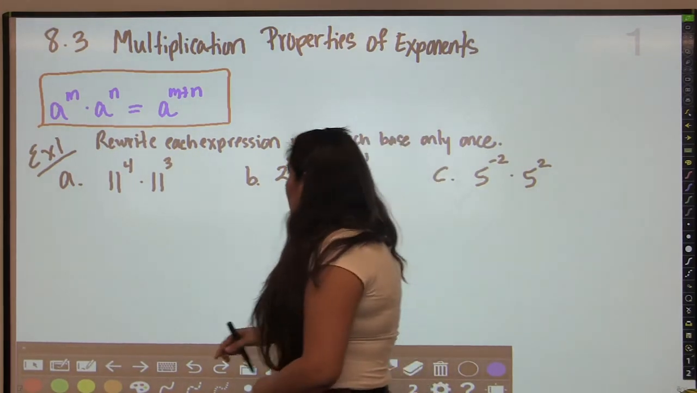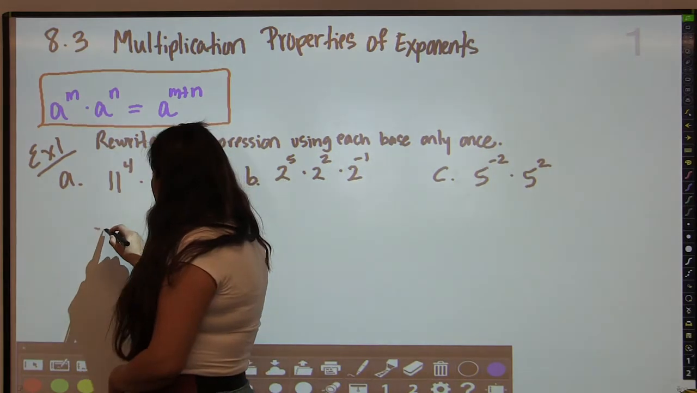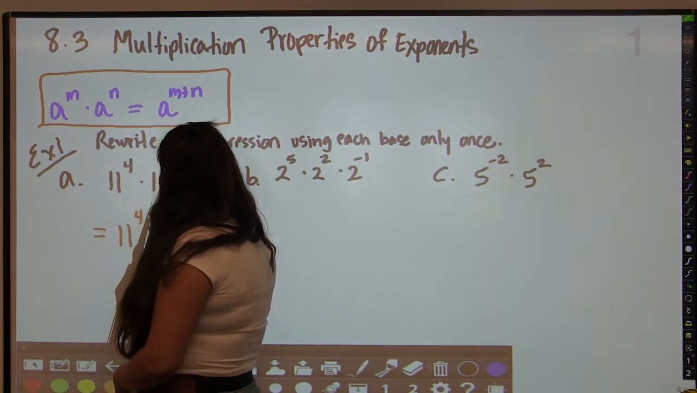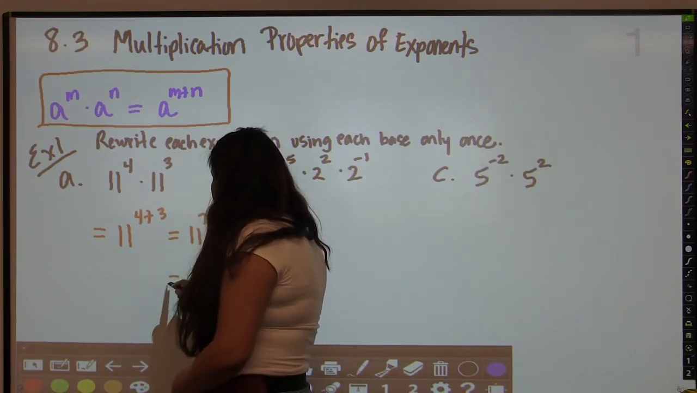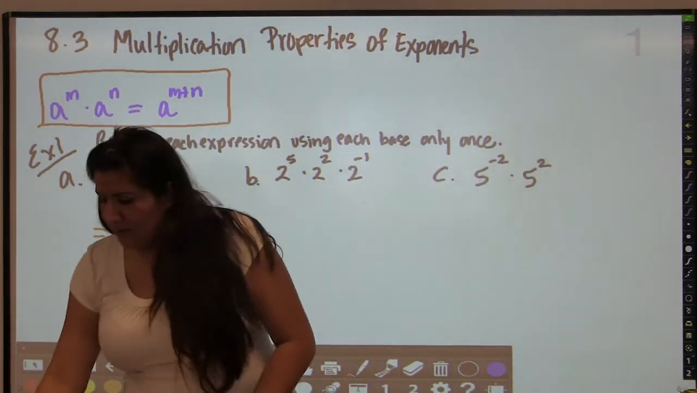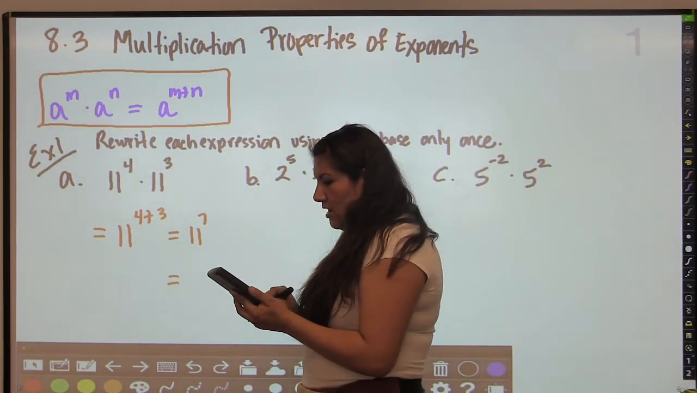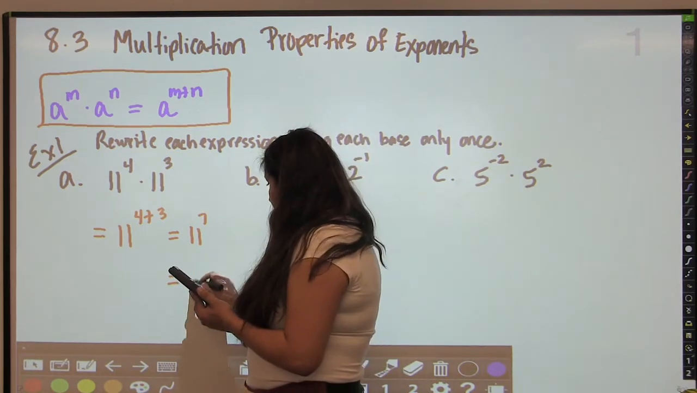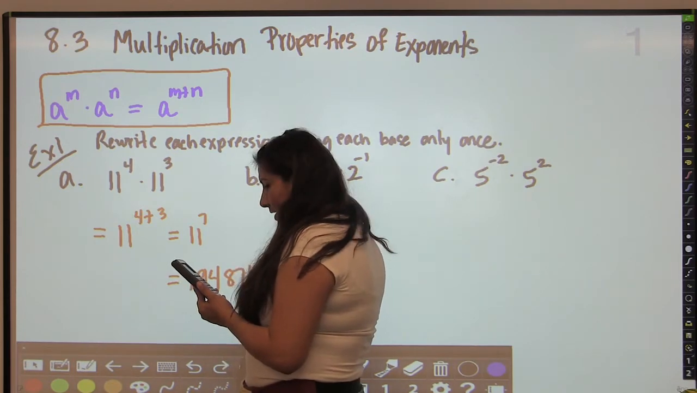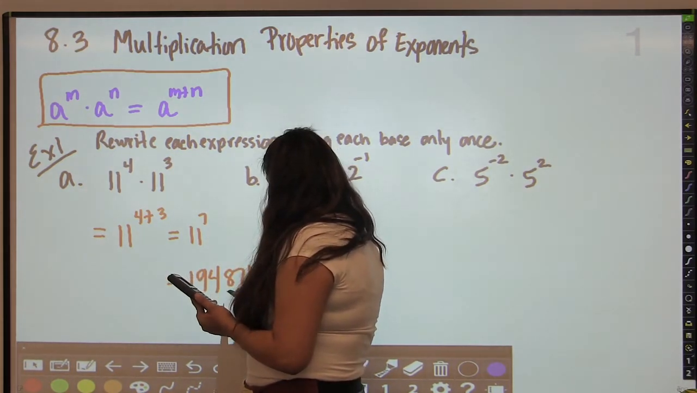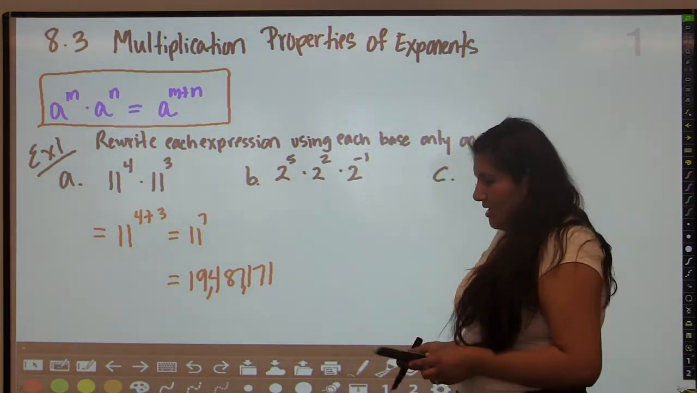Notice that here the base is 11, and the exponents are 4 and 3, so according to the rule, I would get 11 to the 4 plus 3 power, which is 11 to the 7th power. And no, you don't have to know what that is off the top of your head, but you have this little thing called a calculator, and you just go 11 to the 7th power, and you get a really big number: 19,487,171. So there you go.